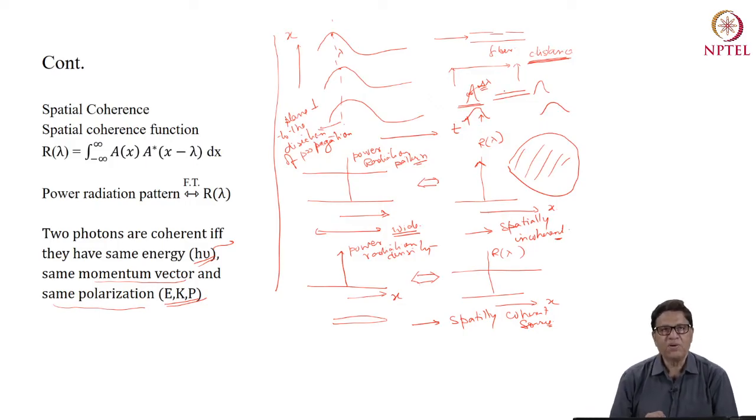So temporal coherence and spatial coherence are both useful properties which can give you long distance communication and high data rate communication.